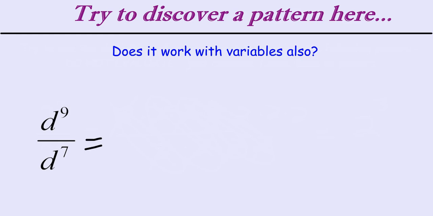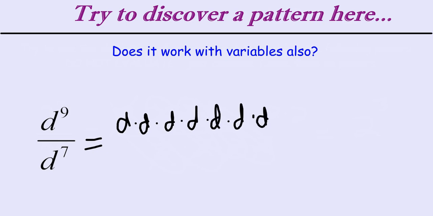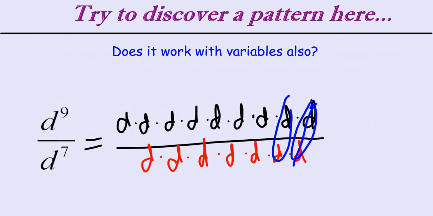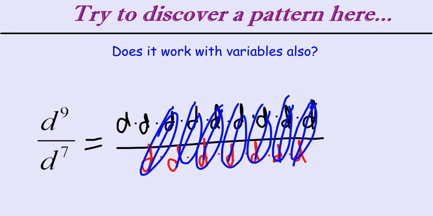So in our numerator, we have 9 d's. 1, 2, 3, 4, 5, 6, 7, 8, 9. Important to make sure we have them all. In the denominator, we have 7. So 1, 2, 3, 4, 5, 6, 7. And now we can just pair them off, one in the numerator and one in the denominator, to cancel, because d divided by d is going to be equal to 1. 7 d's end up canceling. And now we have 2 d's left in the numerator, so d to the 9th over d to the 7th is actually d to the 2nd.